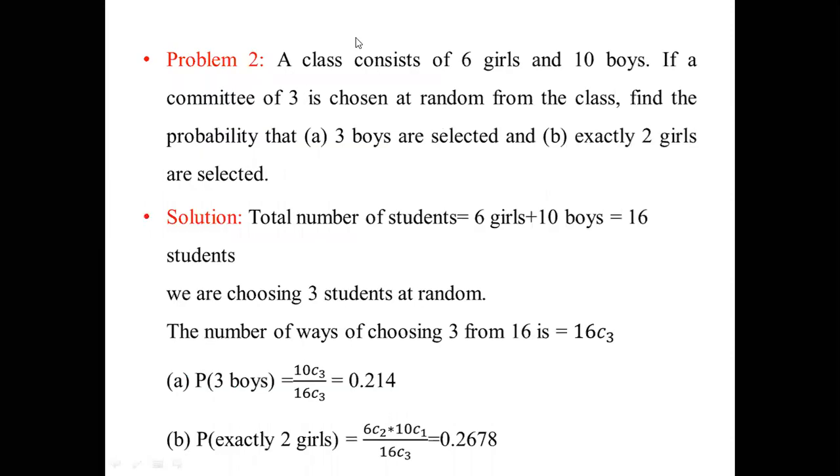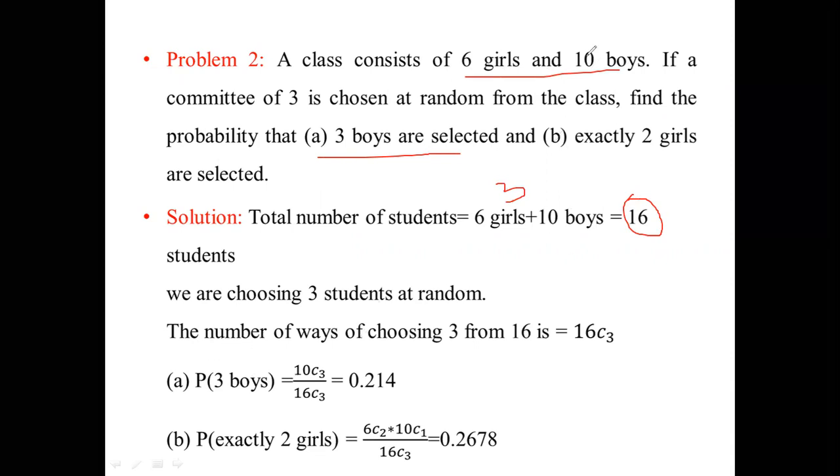So here is the second example. A class consists of 6 girls and 10 boys. If a committee of 3 is chosen at random from the class, find the probability that 3 boys are selected and exactly 2 girls are selected. There are 6 girls and 10 boys in the class, so a total of 16 students. Out of 16 students, we are choosing 3 students as a committee. So what is the probability of getting 3 boys, or of getting 2 girls among the 3 students? The first question is getting 3 boys.